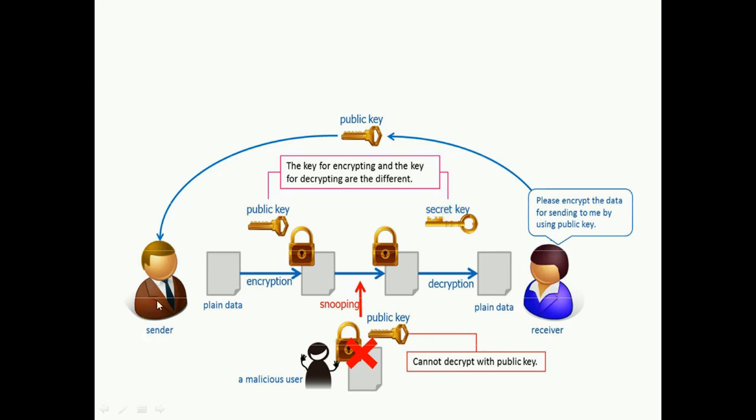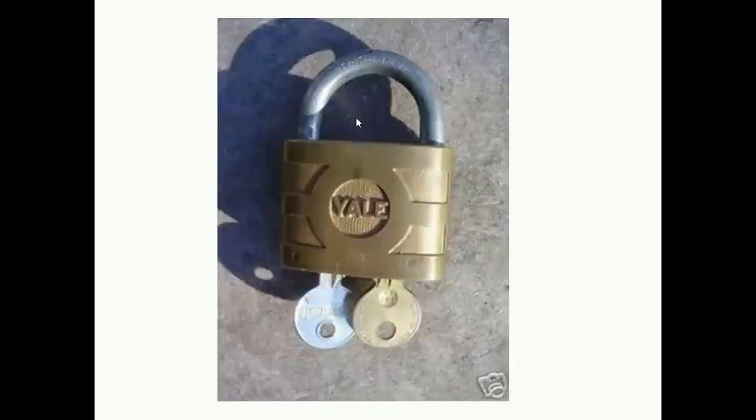Only the sender will request the public key of this receiver before encryption. In this picture you can see she is asking, please encrypt the data for sending to me by using my public key. As this person requests her public key, she has already submitted her public key on the web. We can see the same scenario in the digital world.